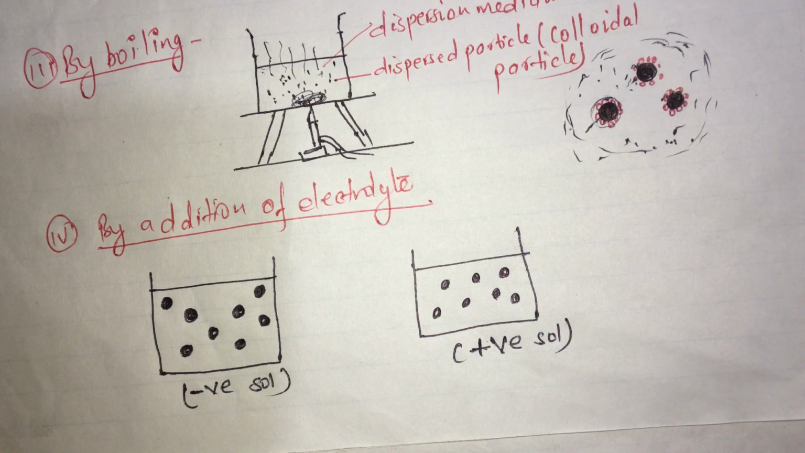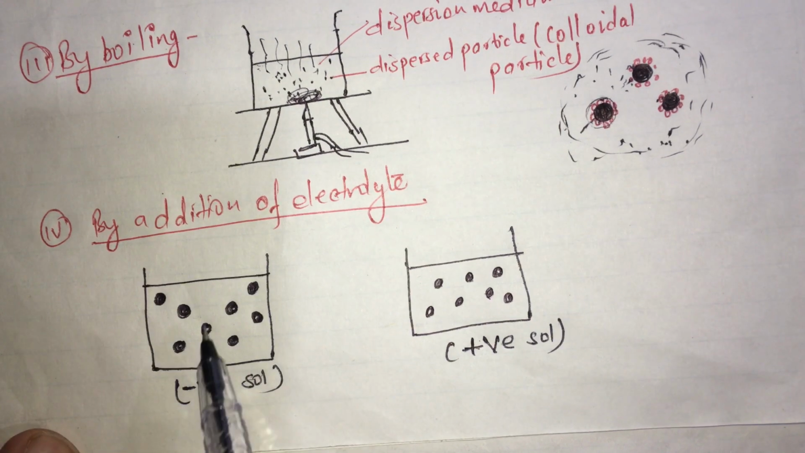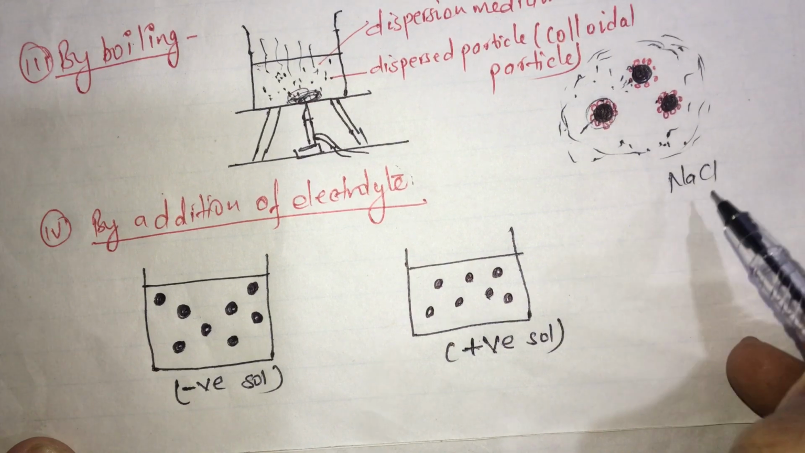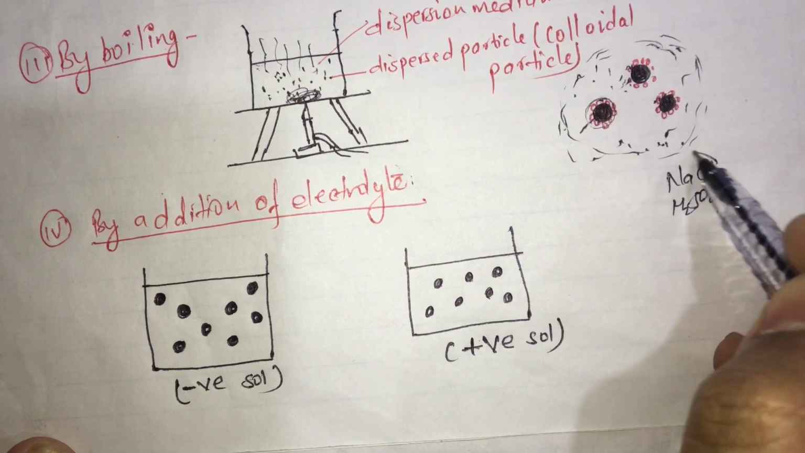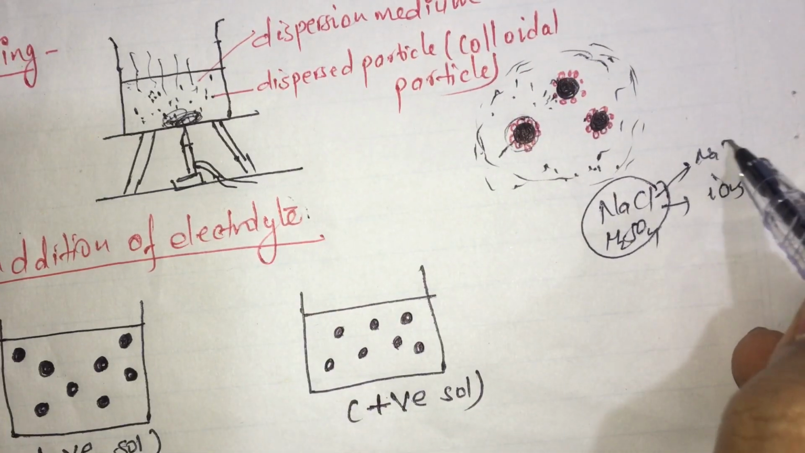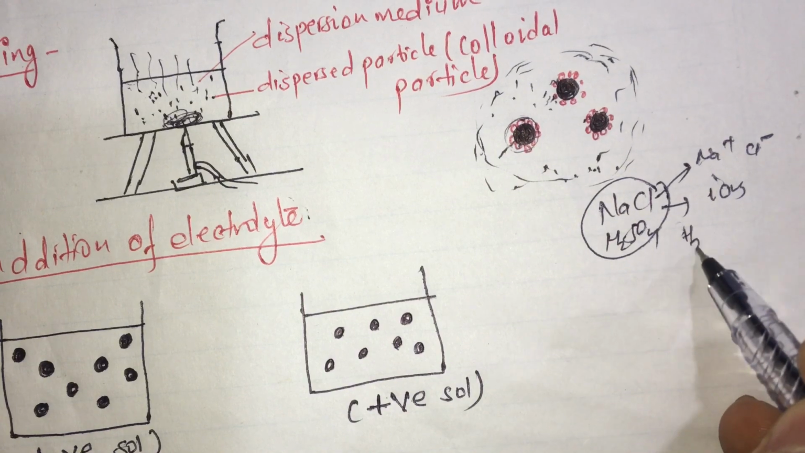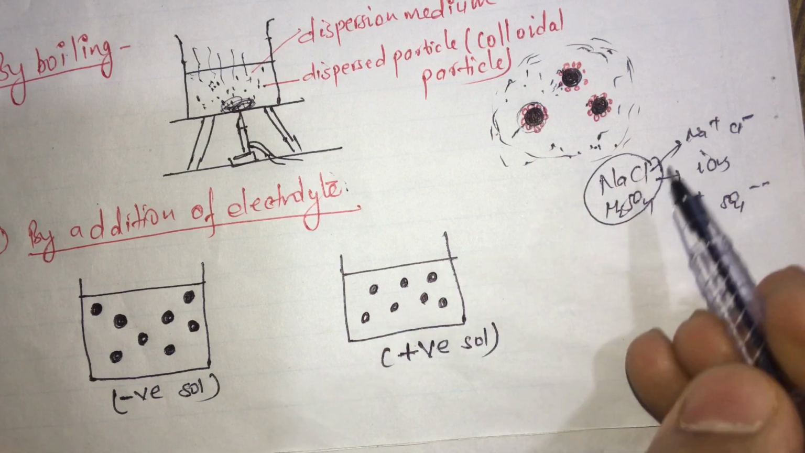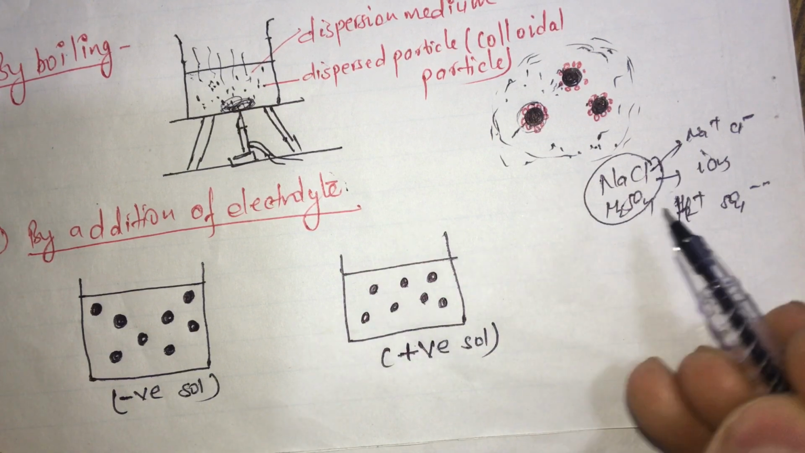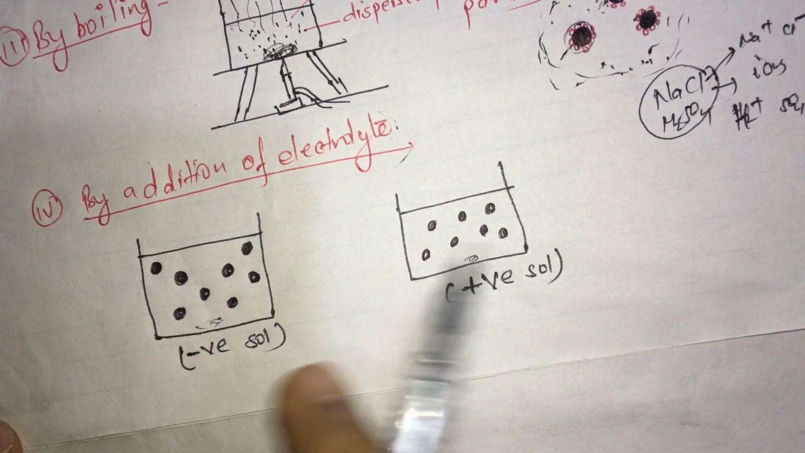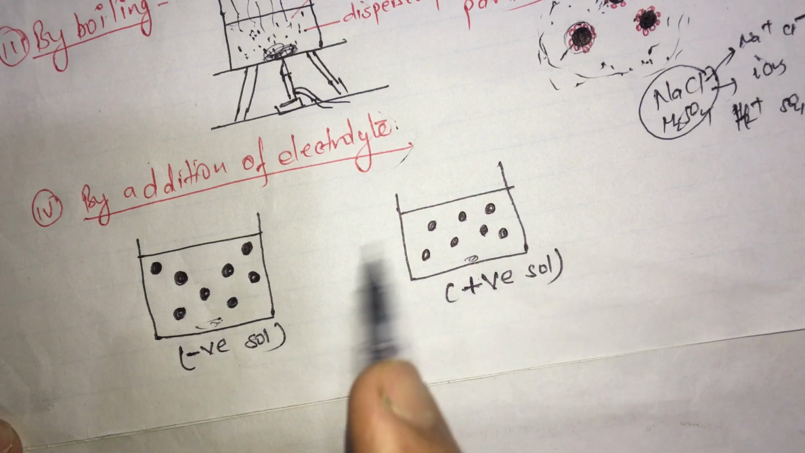Another method for the coagulation of lyophobic sol is by addition of electrolyte. Electrolyte means, for example, sodium chloride or sulfuric acid, which can furnish ions. NaCl furnishes Na+ and Cl-, and sulfuric acid furnishes H+ and sulfate ions. So electrolyte means any substance which can liberate ions in water. If excess electrolyte is added to sol, then the sol gets coagulated.